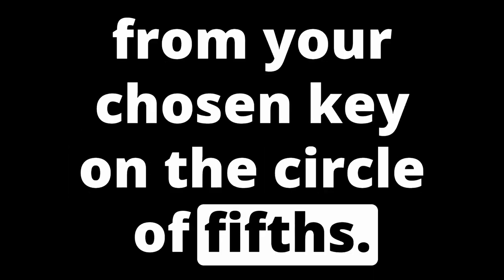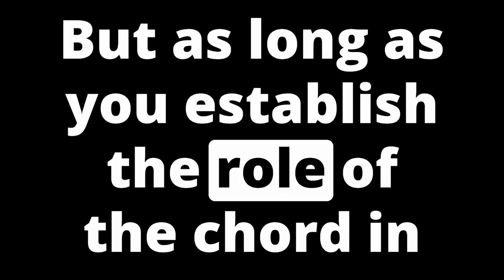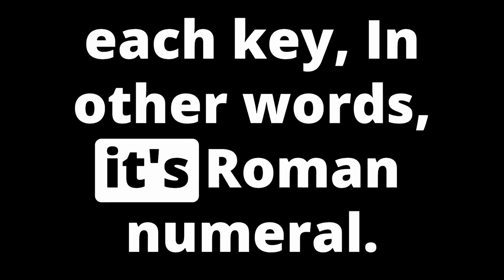You're now armed with enough technique to use a pivot chord between any major keys. You just need to be aware of the role of each chord in its initial major key and destination major key, and you should be able to construct a key change. It's worth noting that as you move further away from your chosen key on the circle of fifths, then the keys will have fewer chords in common. But as long as you establish the role of the chord in each key, in other words its Roman numeral, you should be okay.